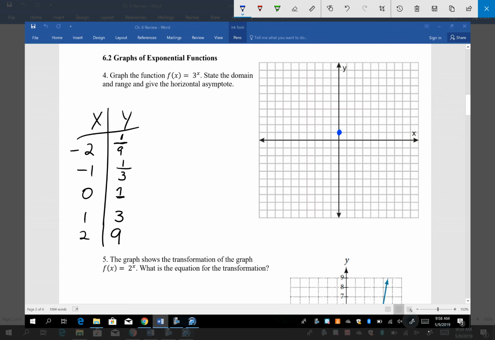If you're using the yellow calculators tomorrow, what button do you push to type this in? Table. Table, very good. Type in table. I'm going to do my best here to draw the curve.